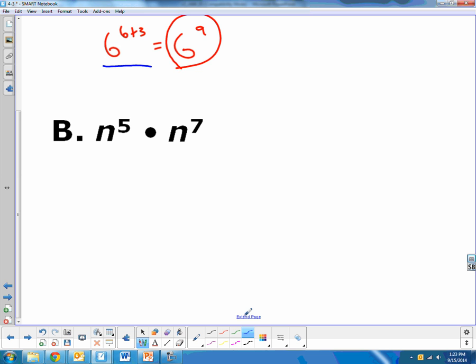So n to the 5th times n to the 7th then. We'd have 5 n's here and 7 n's there, so we'd have n to the 5th. We can add those exponents together to follow our algorithm, and we end up with n to the 12th power. And that would be our final answer.